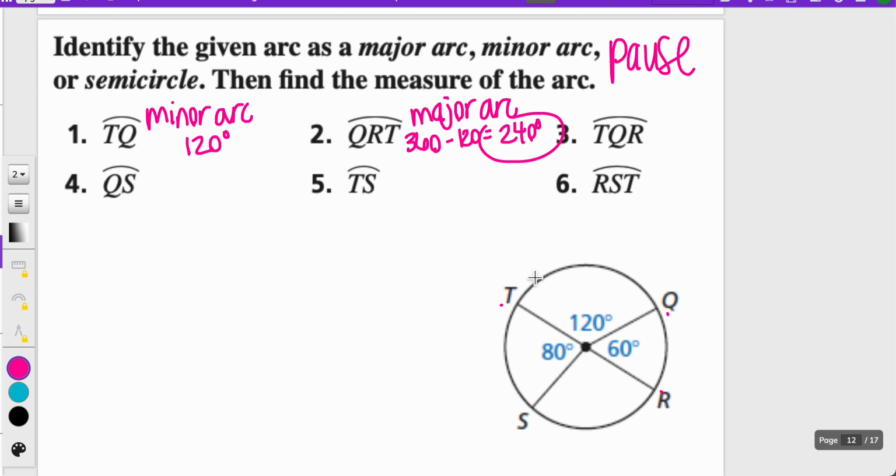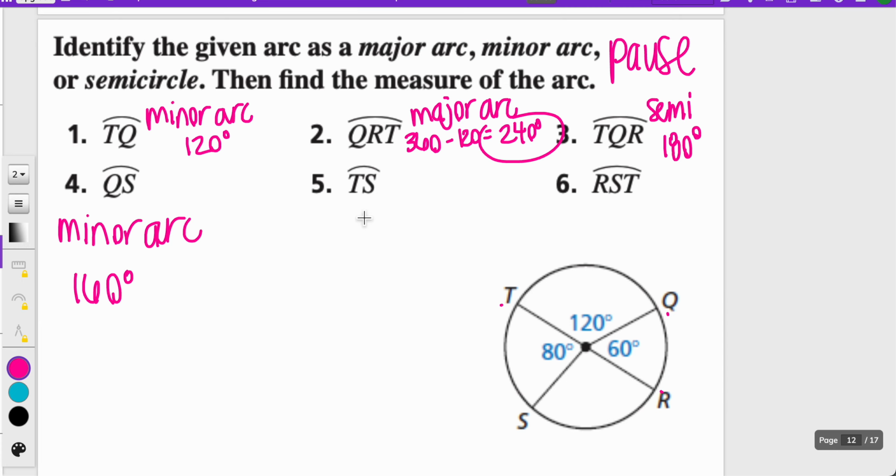Then we've got TQR. TQR is a semicircle. So semi, and that's 180 degrees. We have Q to S. This one is going to be a minor arc. And Q to S is going to be 160 degrees. Okay.